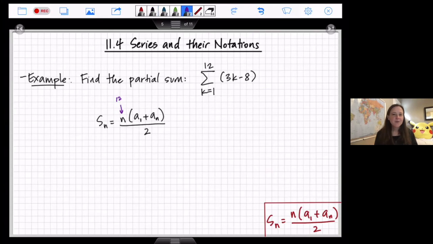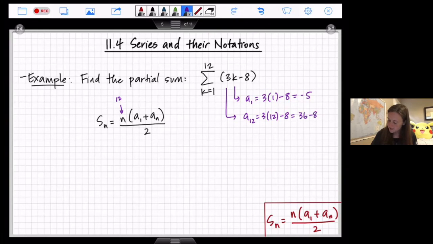The hard part, which is not really all that hard, is that we got to figure out the a sub 1 and the a sub n. A sub 1 is pretty easy. We're just going to use this formula to figure out a sub 1. That's just 3 times 1 minus 8. It gives me -5. And then we need the nth term, or in this case, the 12th term. So just use the formula to plug it in. The 12th term is 3 times 12 minus 8. So it's 36 minus 8, which is going to be 28. All right, so our a sub 12 is equal to 28.